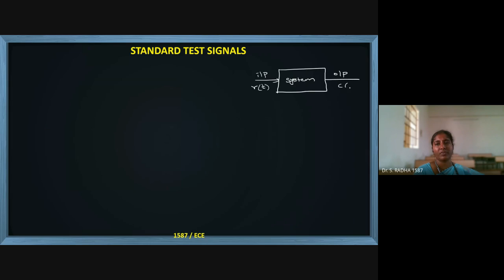R of t and C of t will be the notations for input and output. Now, what types of R of t can you give to any system for better performance testing?